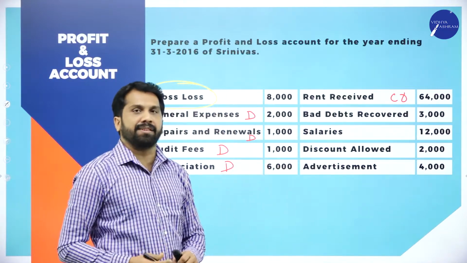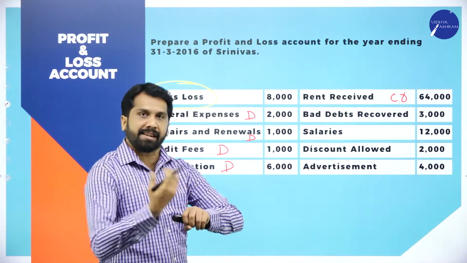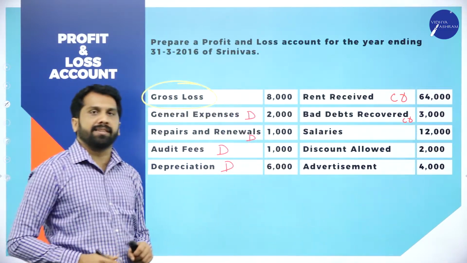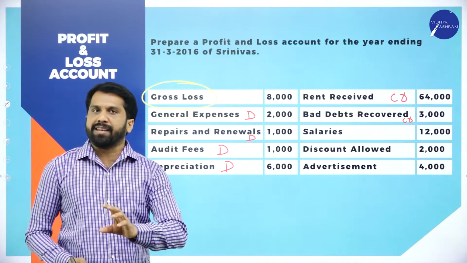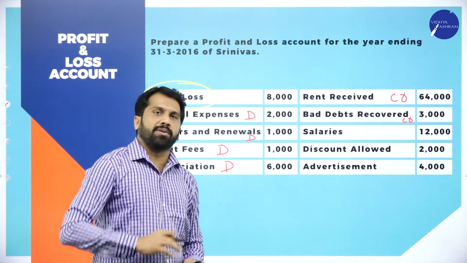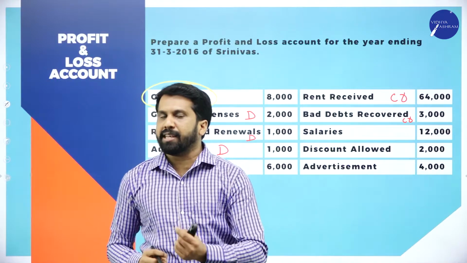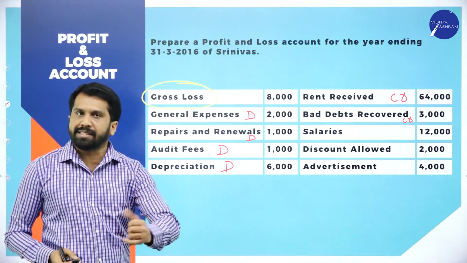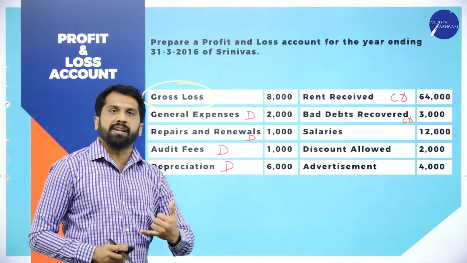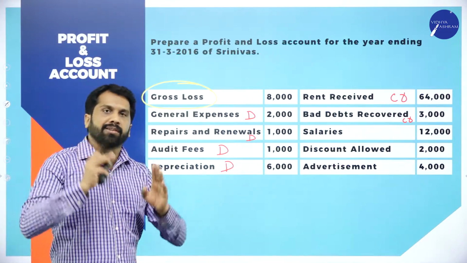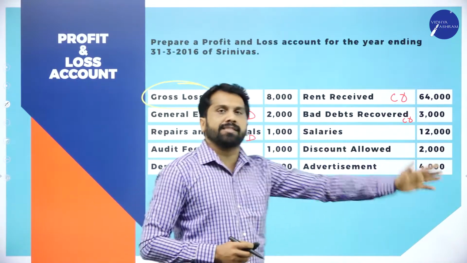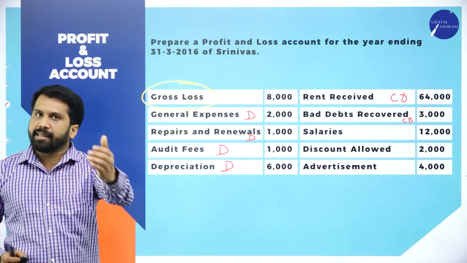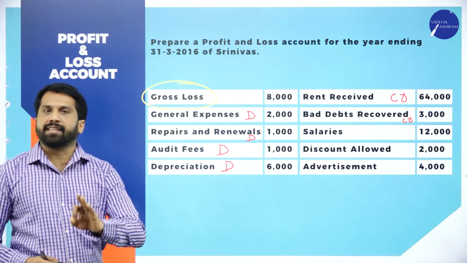Bad debts recovered, recovered means what? You are collecting back, so credit. What is bad debts recovered? Simple. You have given 5,000 to your friend. He told you that after 1 month he will give that 5,000. But after 1 month you went to his house, it is locked. You called, his mobile is off. So you thought that 5,000 is gone. But after 6 months, luckily that friend came to you and he gave that 5,000.